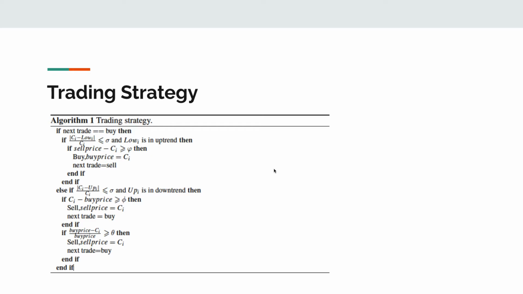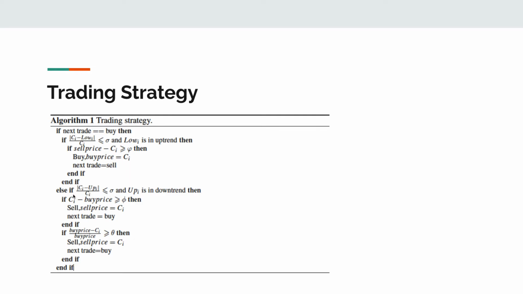So it might look a little bit complicated, but I'm just gonna explain briefly here. So here we are essentially looking at if we are sitting at the lower boundary. And if we are sitting at the lower boundary and the price is at a good price, we're gonna buy it. And then we record the current buy price as C_i.